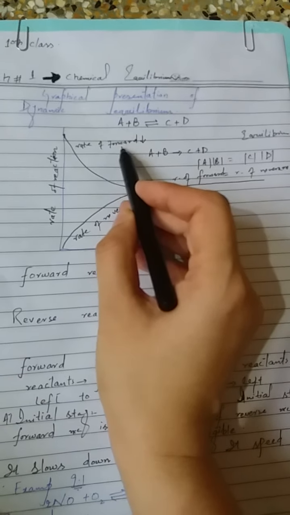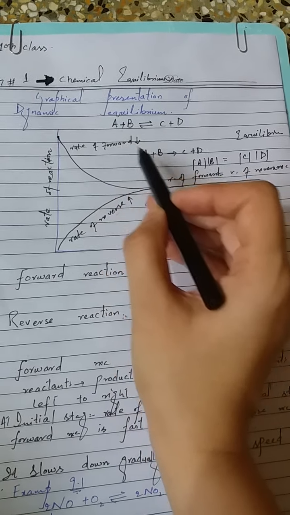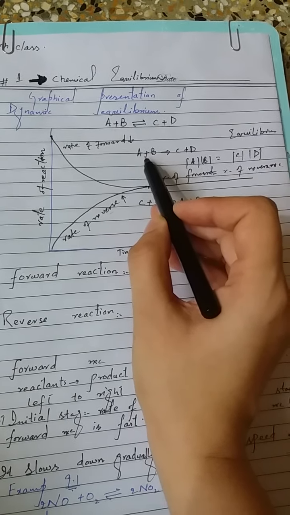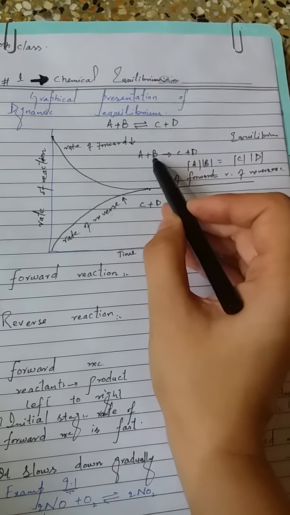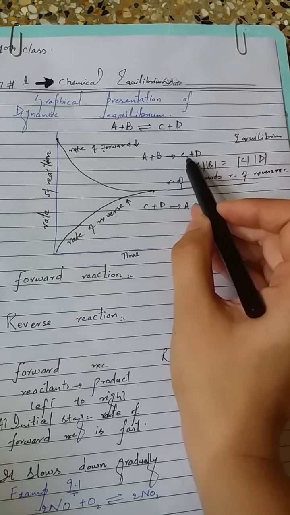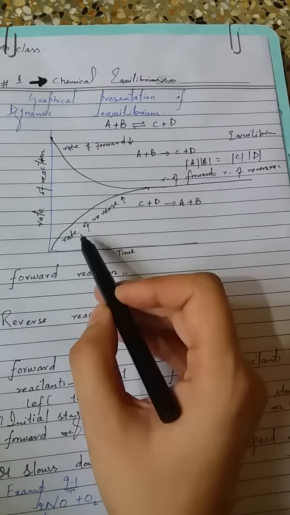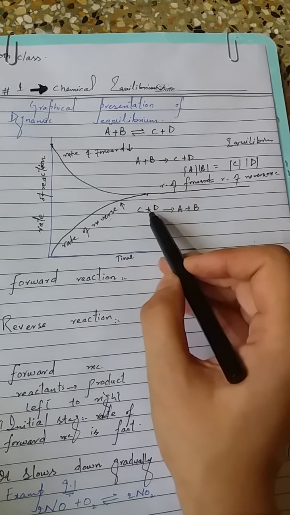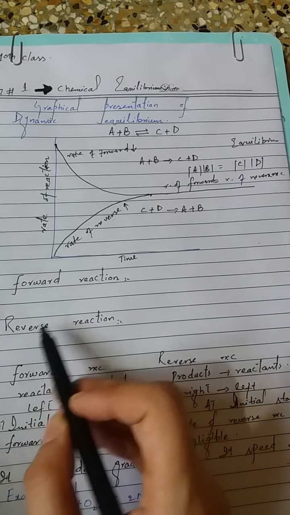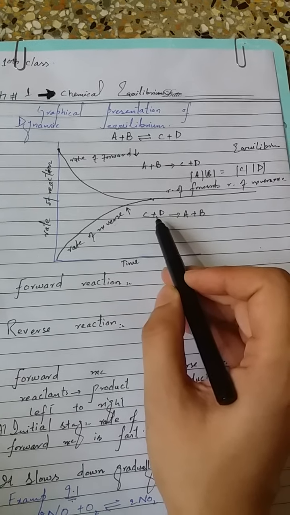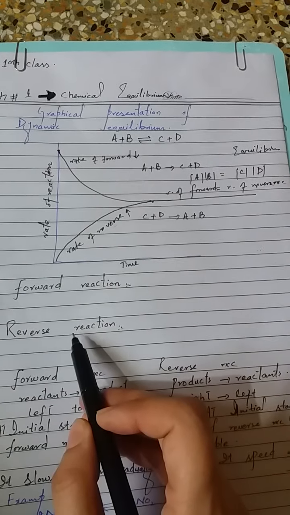Here, what is forward reaction and what is reverse reaction? Forward reaction is the type of reaction in which reactants react together and form products. So the rate of conversion of reactants into products is known as the forward reaction. And what is reverse reaction? The rate of conversion of products into reactants per unit time is known as the reverse reaction.